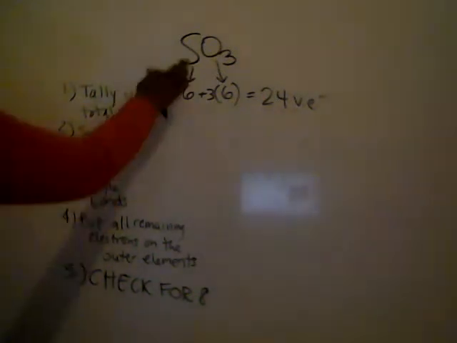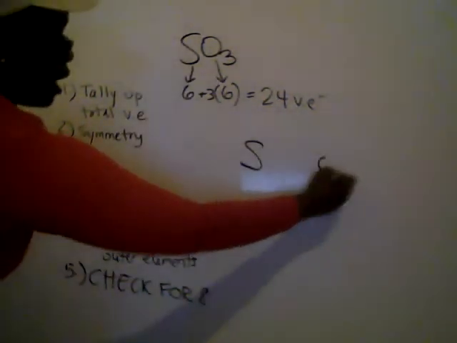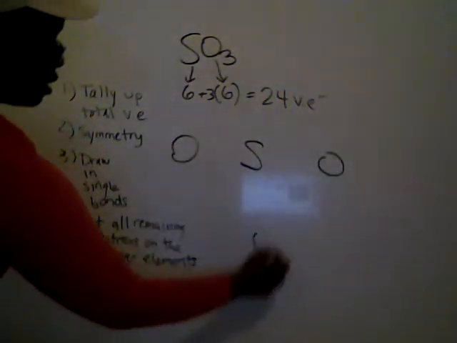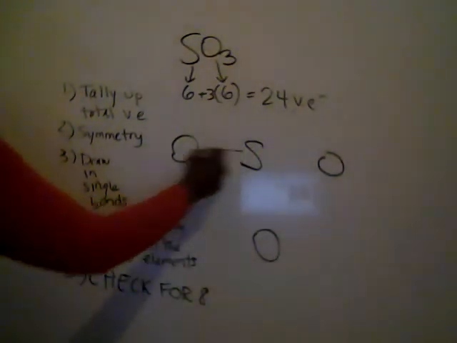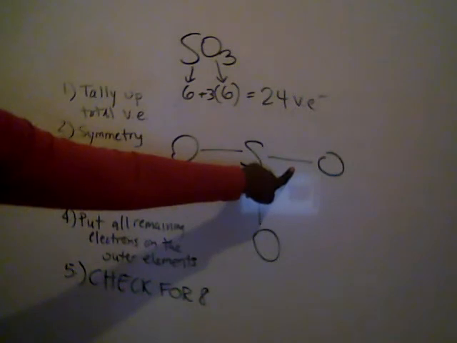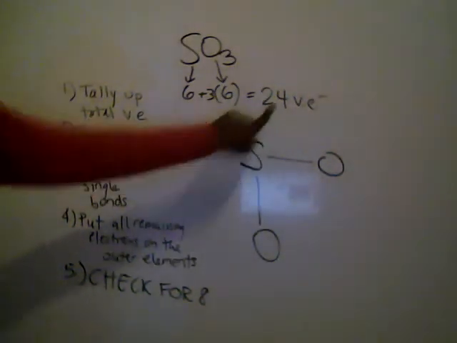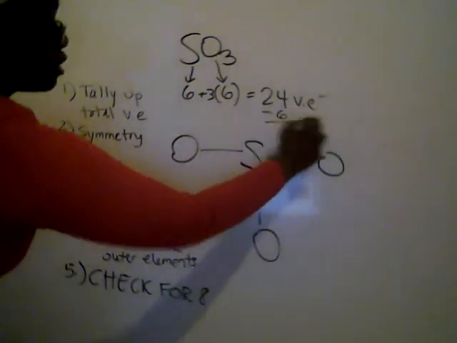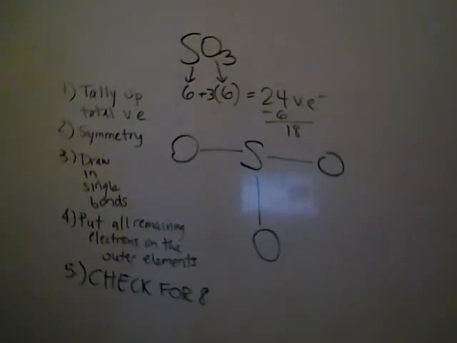So the first thing we'll do, we'll put the sulfur in the middle, put the oxygens on either side. Okay, we're going to draw in those single bonds. So that takes up 2, 4, 6 electrons. We have 24 total. We've used up 6, so we have 18 left.